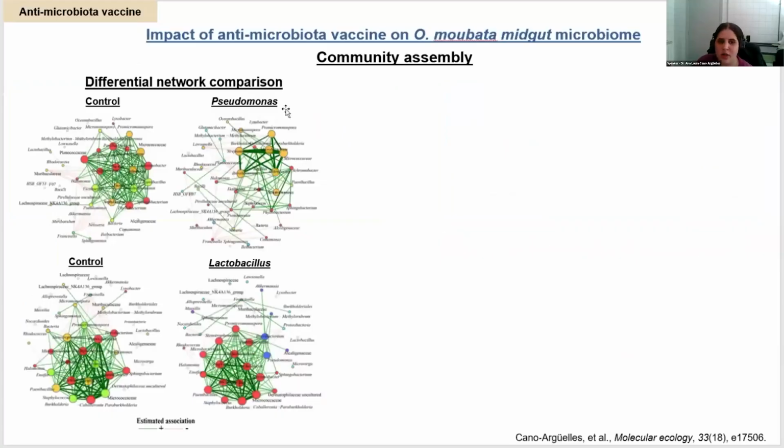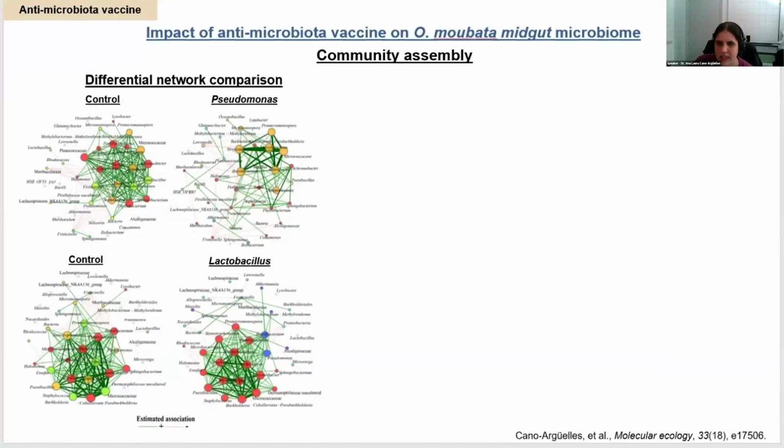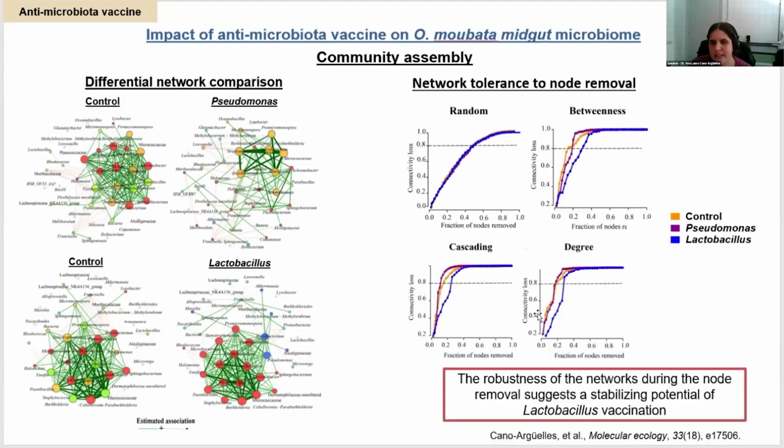Then we built co-occurrence networks to see how these taxa were interacting between them. So in the Pseudomonas group, if we compare it with the control group, there were fewer interactions and also some changes in the topological characteristics. In addition, we also tested the network tolerance to node removal, and we can see here that the robustness of the network in Lactobacillus shows a more stabilizing effect despite its reduced diversity.